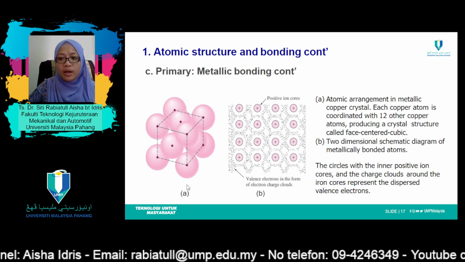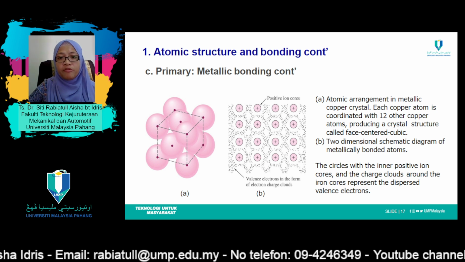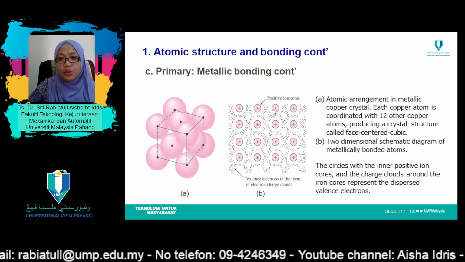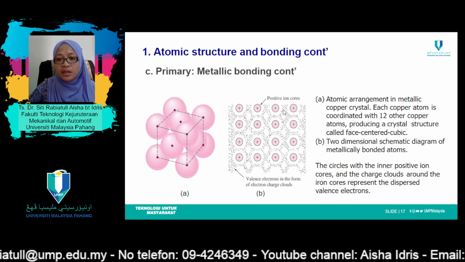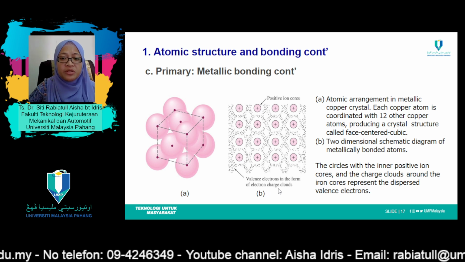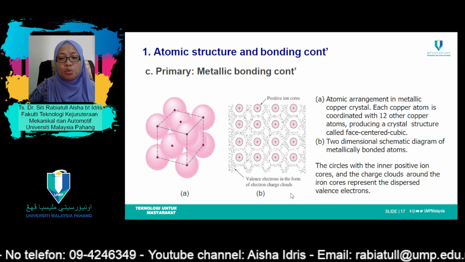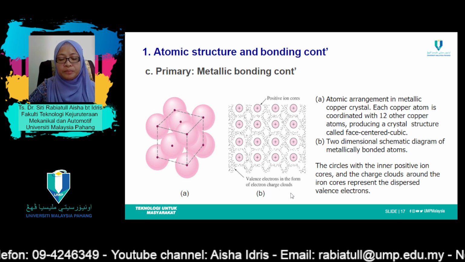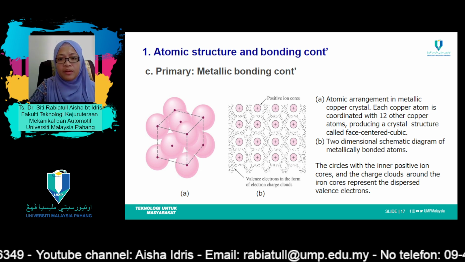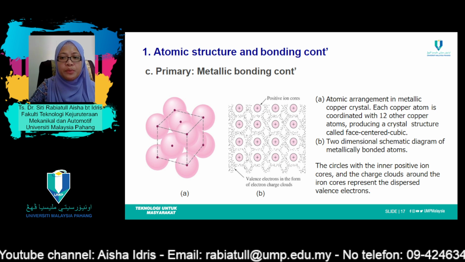And this is another example of metallic bonding. You can see there are positive ion cores and valence electrons, a form of electron charge clouds. So there are no ions belonging to one another. They are uniformly distributed.